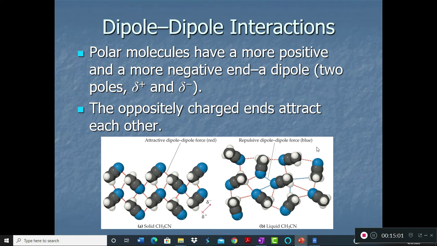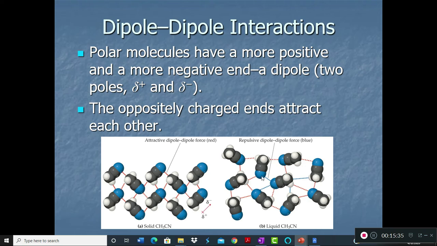Okay. Second one, which actually attaches a little bit to what we've already done, is a dipole-dipole interaction. So whenever you have polar molecules, there's one side that's polar and one side that's not polar. Well, the negative end of one polar molecule is attracted to the positive end of the other polar molecule. So you can see here in the video, in the clip on the right, that the positive ends are attracted to the negative ends, the positive end to the negative end, the positive end to the negative end, and so on and so forth. That attraction is the dipole-dipole interactions.